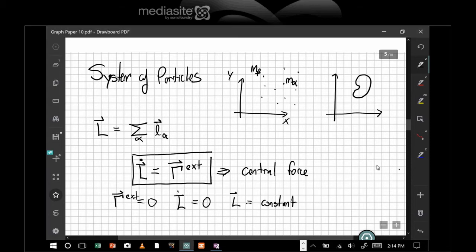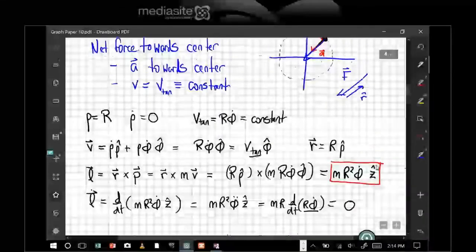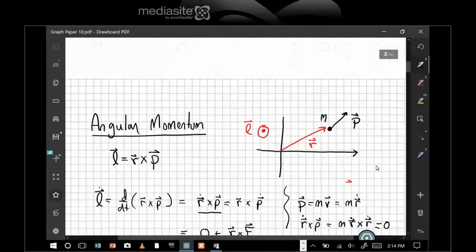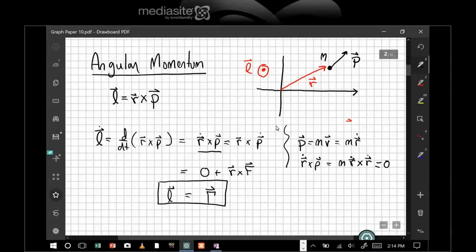Okay, so let's summarize. What we've done is we defined the concept of angular momentum for a single particle and a system of particles. The angular momentum of a single particle changes only if there's a net torque acting, not even external, just a net torque. And so the angular momentum of a single particle is going to equal a constant only if the net torque acting on it is equal to 0. That's for a single particle.